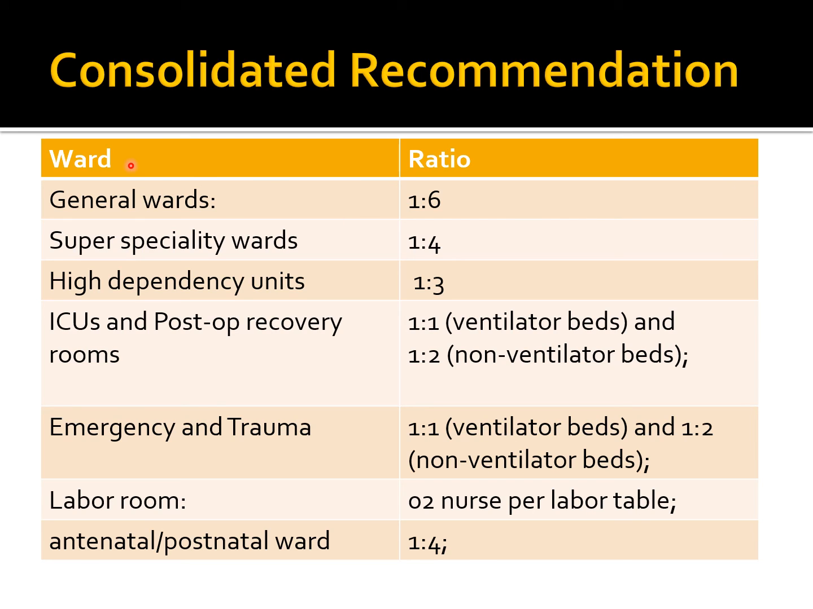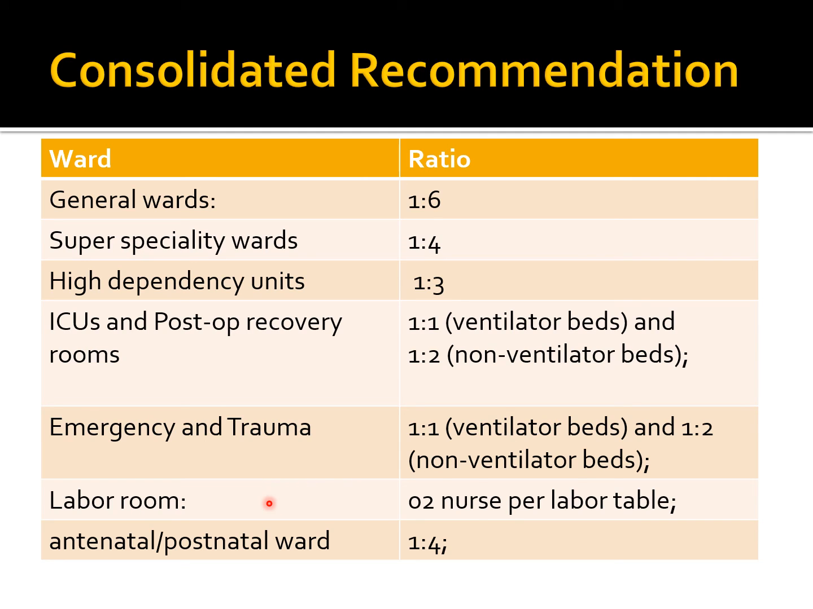This table has 2 columns. One column represents the different units or ward. The other describes the ideal ratio in each unit or ward. Coming to general ward, the ideal ratio is 1:6, that is 1 staff nurse for 6 bed or 6 patient. In a super specialty unit, the ideal ratio 1:4. High dependency units, there must be staff patient ratio in 1:3. ICU and post recovery units 1:1 for ventilator bed and 1:2 for non-ventilator bed is the ideal. In emergency and trauma care sector, 1:1 and 1:2 for ventilator and non-ventilator bed respectively.